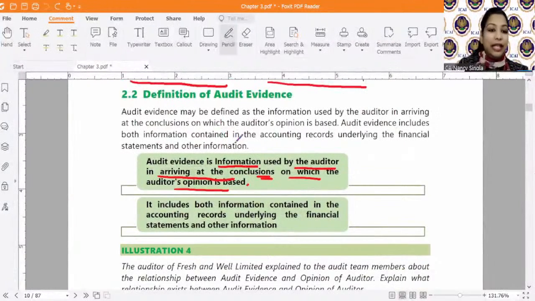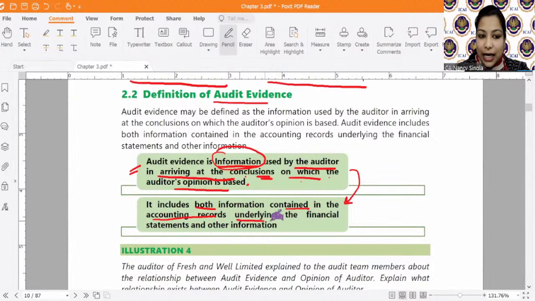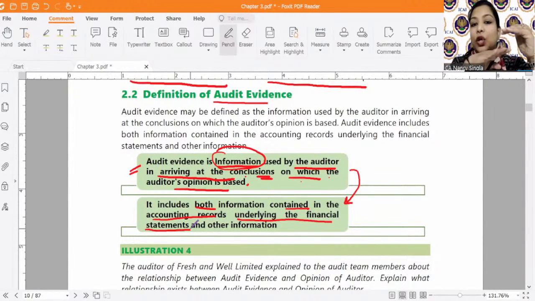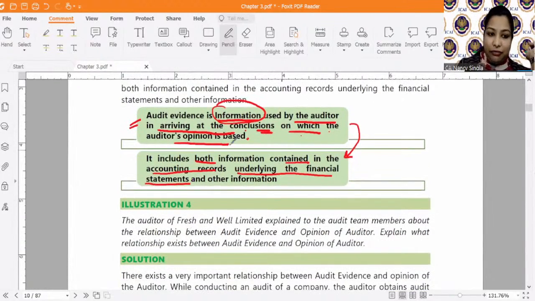So we started with the definition of audit evidence, whereby we have seen that audit evidence is information used by the auditor in arriving at the conclusions on which the auditor's opinion is based. And information, now we know, is of 2 types: information contained in the accounting records underlying the financial statements, and other information. Students, I hope the word underlying is now clear. What it basically means is that financial statements are prepared based on accounting records. So these accounting records are the basis. They underlie the financial statements.